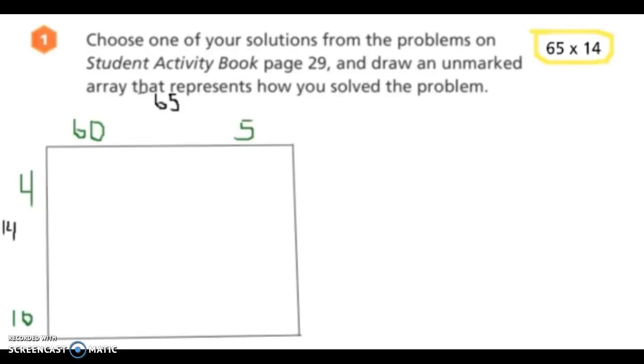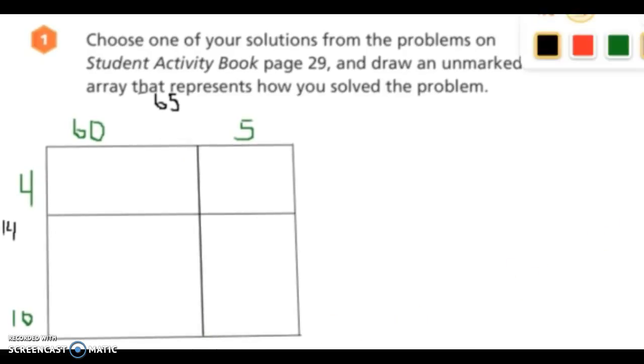Now I'm going to set up my array. So 4 is smaller than 10, so its space will be smaller. That'll help me check my work. And 5 is smaller than 60, so again that will be smaller in the space. Okay. Now, the way I'm going to be thinking about this is I know I have to move down and to the side, so I'm going to be looking at columns and rows.